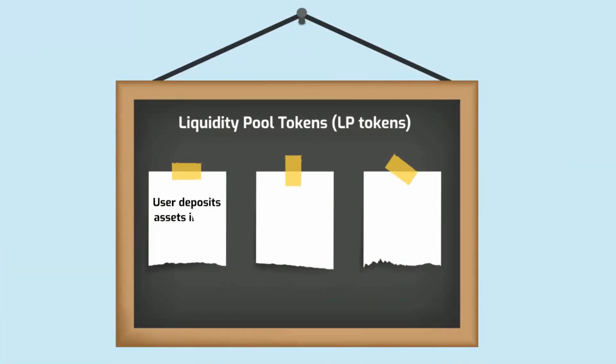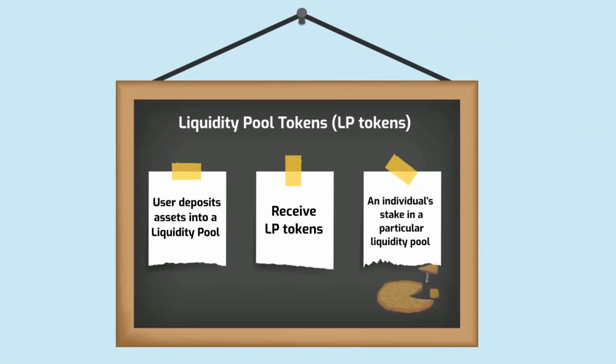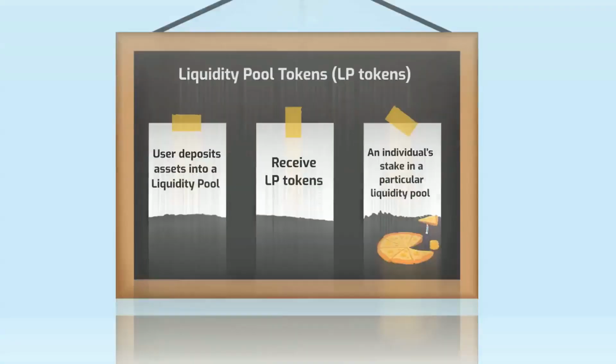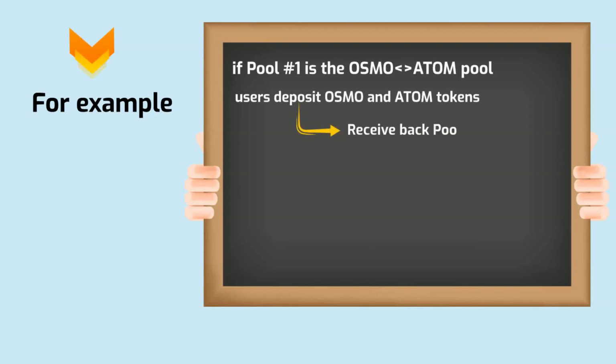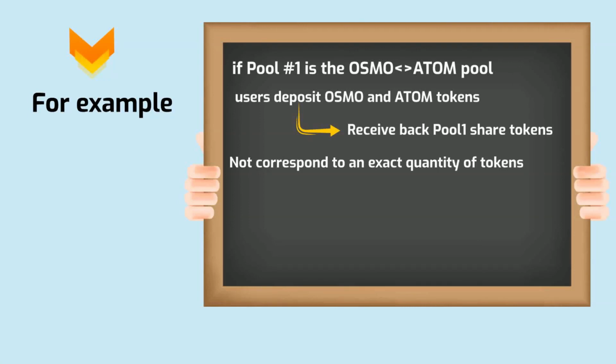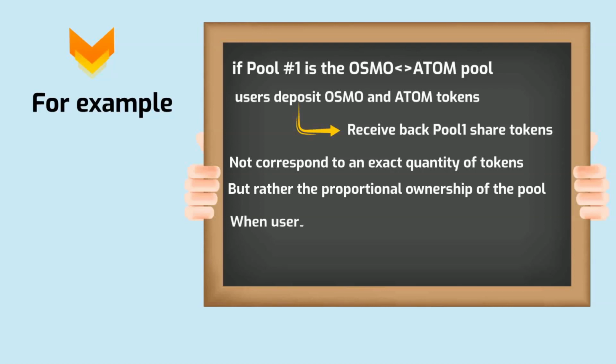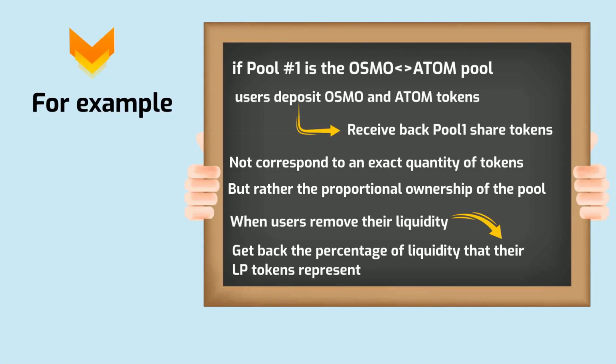When a user deposits assets into a liquidity pool, they receive LP tokens. These are primarily used to represent an individual's stake in a particular liquidity pool. For example, if Pool 1 is the Osmo and Atom pool, users can deposit Osmo and Atom tokens into the pool and receive back Pool 1 share tokens. These tokens do not correspond to an exact quantity of tokens, but rather the proportional ownership of the pool. When users remove their liquidity from the pool, they get back the percentage of liquidity that their LP tokens represent.